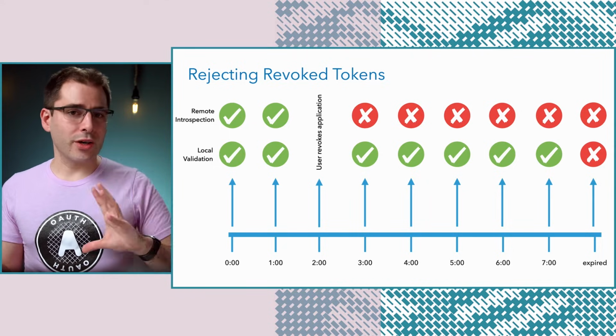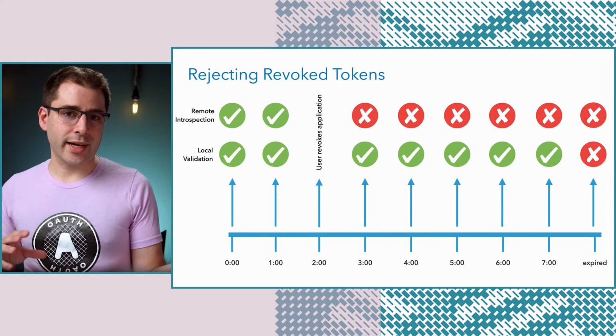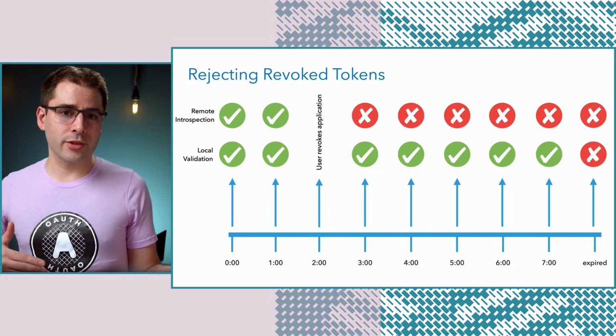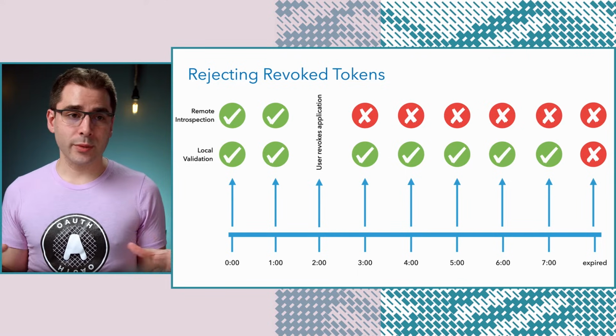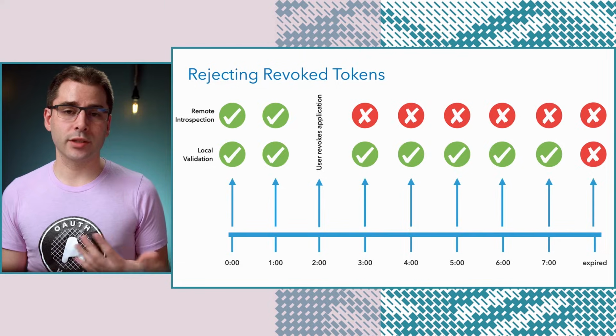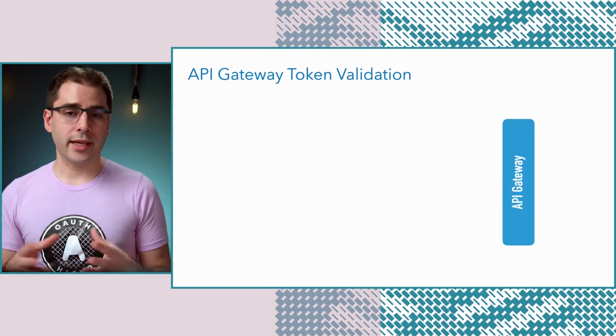Well, you don't want to always do local validation because you might always be getting the wrong answer. And you also don't want to always do remote introspection because then it would just slow down your API. So in practice, you probably want to take a hybrid approach to get the best of both worlds. And one way to do that is by using an API gateway.